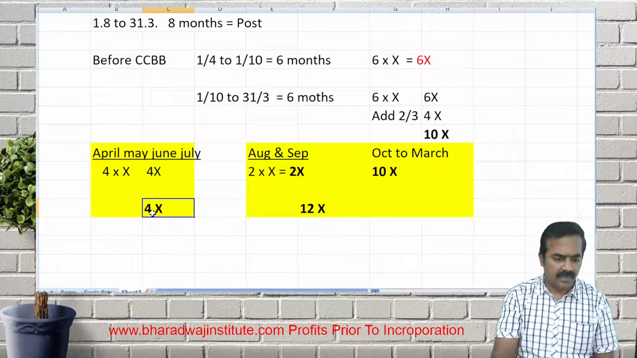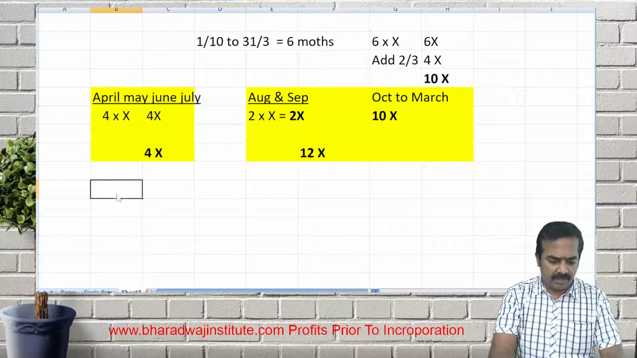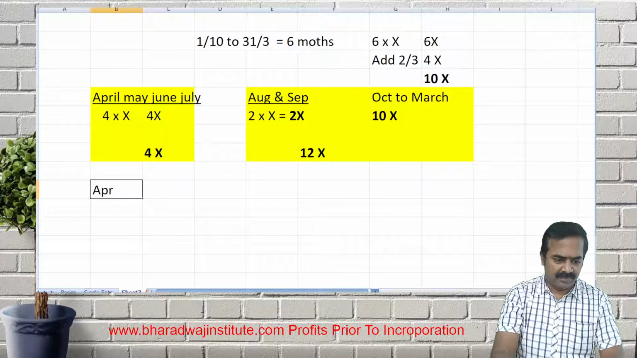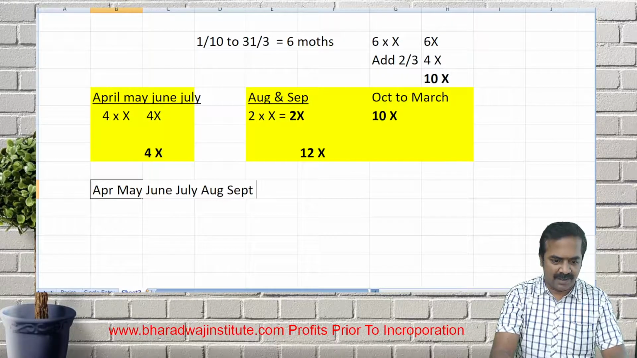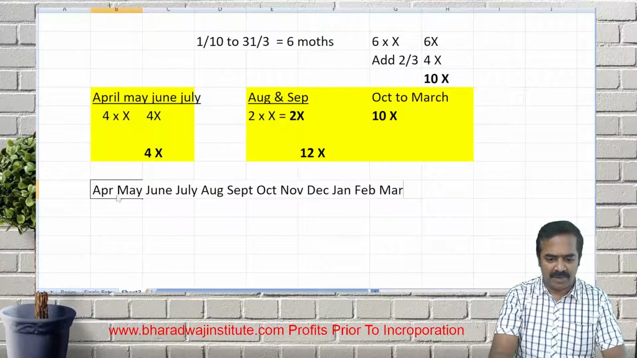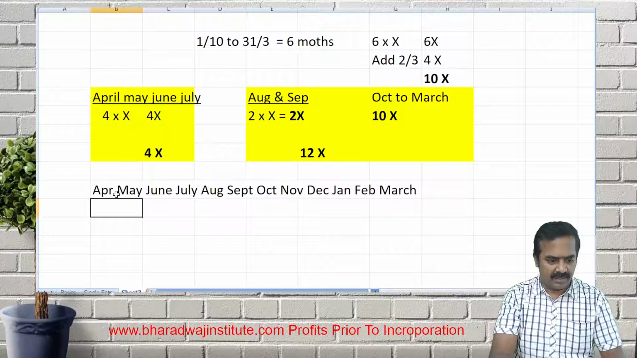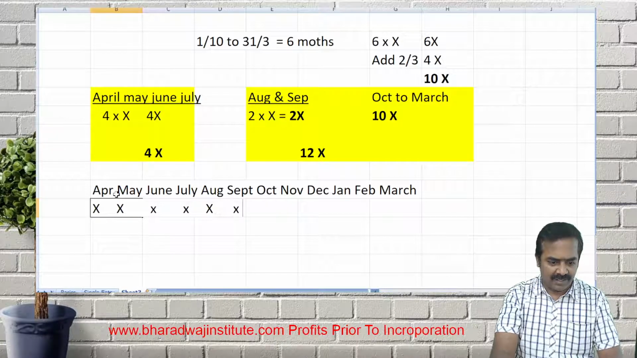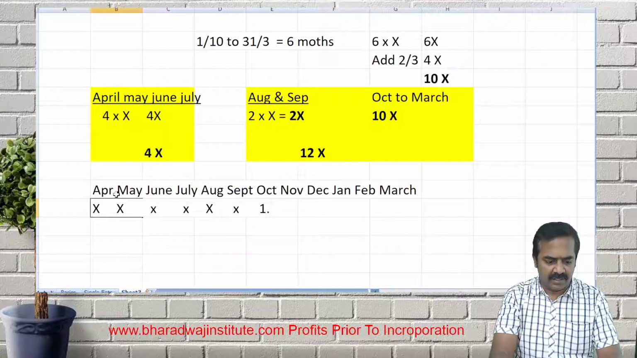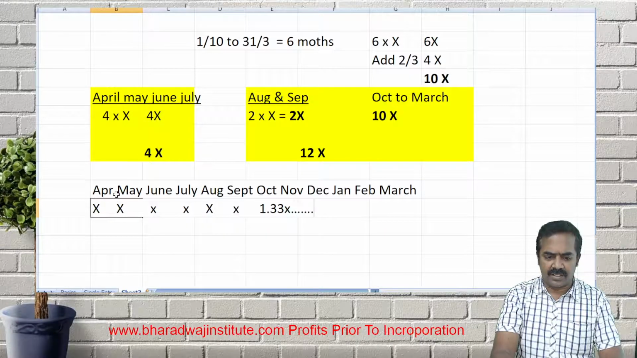4 months. இல்ல சார், இது புரியலன்னா ரொம்ப சிம்பிள். மந்த் வைஸ் எடுத்துங்க. ஏப்ரல், மே, ஜூன், ஜூலை, ஆகஸ்ட், செப்டம்பர், அக்டோபர், நவம்பர், டிசம்பர், ஜனவரி, பிப்ரவரி, மார்ச். எடுத்துட்டு ஏப்ரலோடது என்னது? x. மேயோடது x. ஜூனோடது x. ஜூலையோடது x. ஆகஸ்டோடது x. செப்டம்பரோடது x. 2/3 இன்க்ரீஸ் ஆனா 1.33x வரும். For the rest of the month.